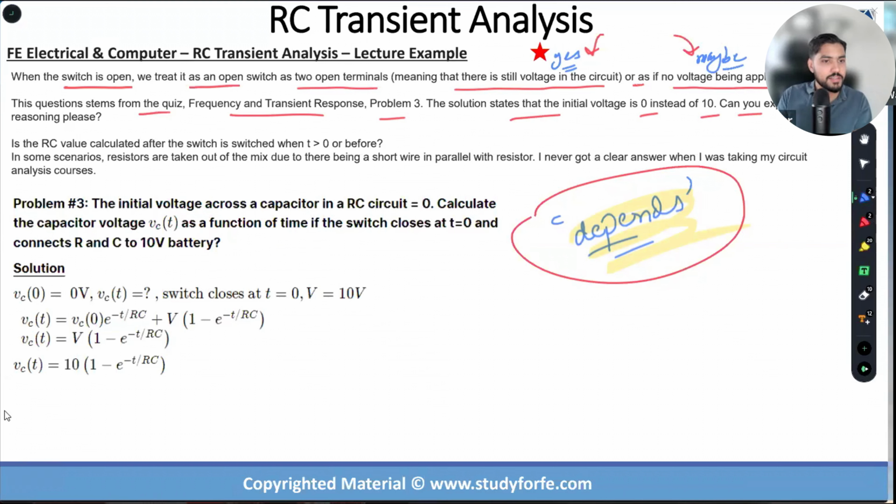Okay, is the RC value calculated? So this is sort of a continuation of the same email. Is the RC value calculated after the switch is switched when t is greater than 0 or before? This is interesting. In some scenarios, resistors are taken out of the mix. And again, if you try and develop your understanding based on models, okay? Remember, philosophically, psychologically speaking, the mental models that we create in our life, and it is encouraged to actually have some mental models because it makes our life easier. But a mental model is not a reflection of the reality, right?